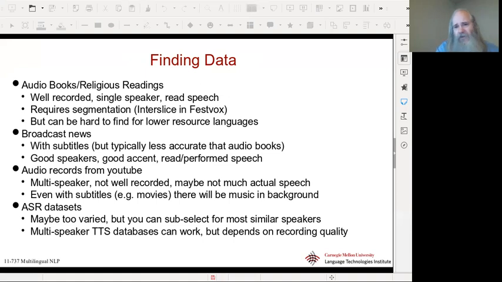Sometimes you can subset the data, the ASR data, to try to find a consistent speaker or group of speakers that are very similar. That can be done. And sometimes it works, especially if it's read speech. But, again, it's going to hit the quality if you're going to use a number of different speakers.